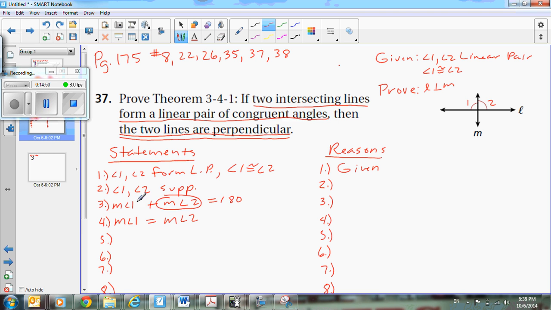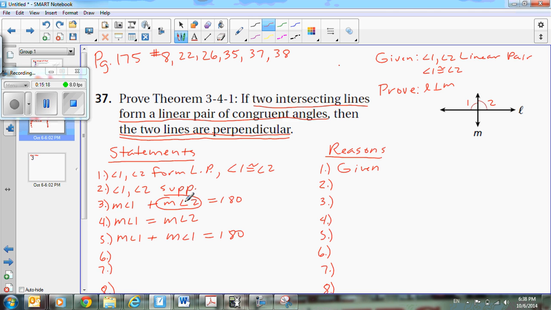So instead of writing the measure of angle 1 plus the measure of angle 2 equals 180, since in step 4 I said the measure of angle 2 is the same thing as the measure of angle 1, I'm going to say the measure of angle 1 plus the measure of angle 1 again is equal to 180. Now, what is that reason? I'll give you a big hint. I just replaced or substituted the measure of angle 2 with what it's equal to.